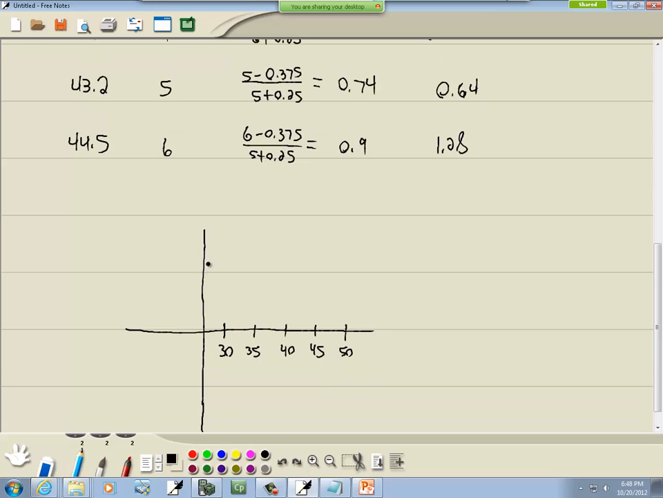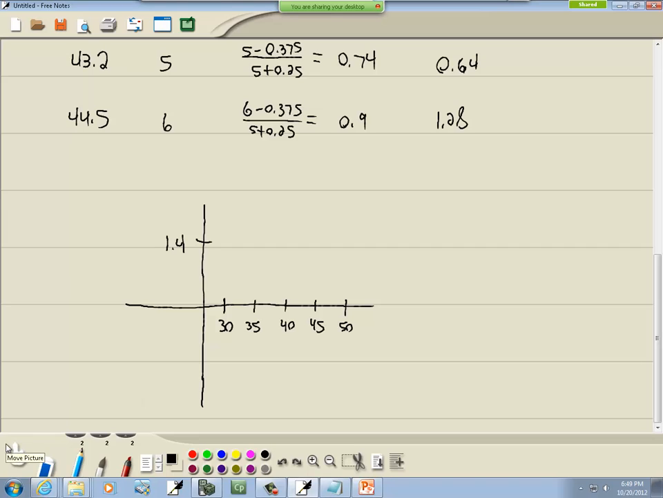So 1.4. And 2 might be too much. Yeah, I'll go with 1.4. And then down here, negative 1.4. Well, halfway here would be about 0.7, and this would be negative 0.7.